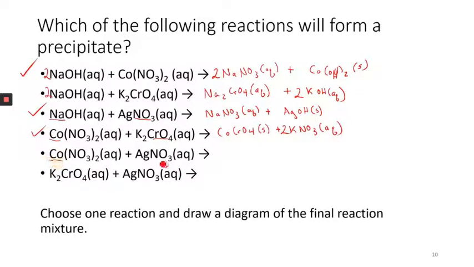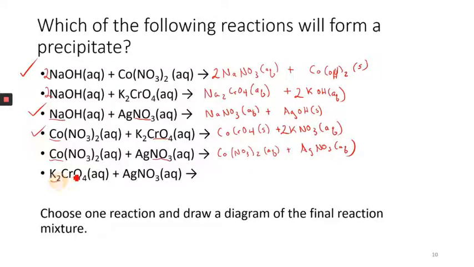So here we have cobalt. We're going to bond it with nitrate, which it is already. So this reaction, since the anion is the same, we're really not doing anything. Just copy it the way it is. And there is no precipitate there.